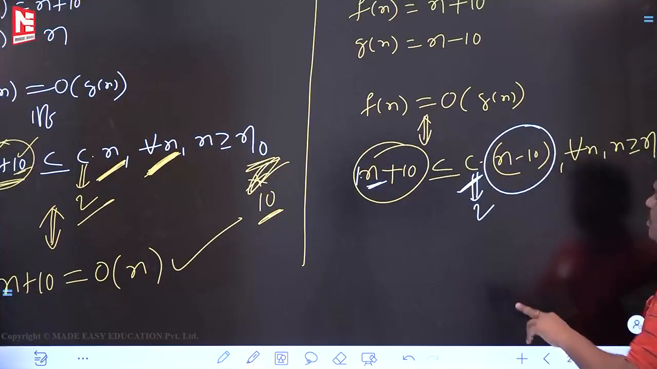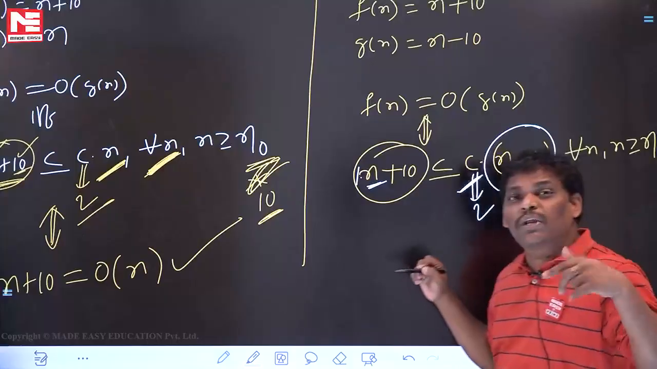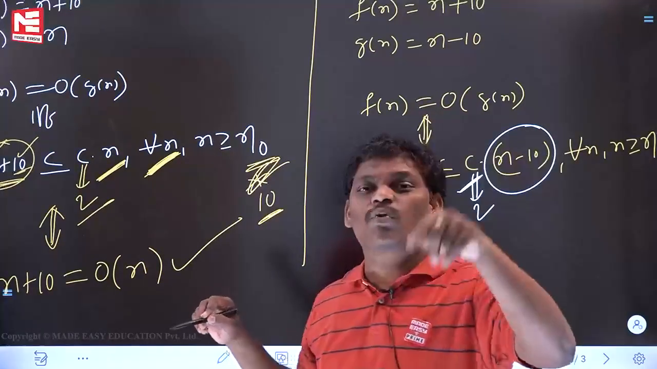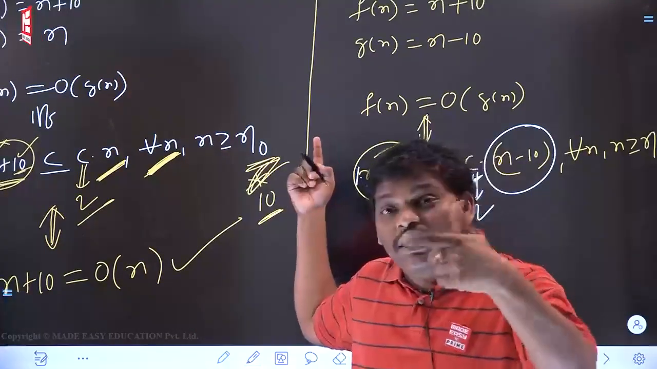Some people are asking, what is the n0? Let me try. What is the meaning of n0? From which place onward will this relation hold good? You start checking from 1.